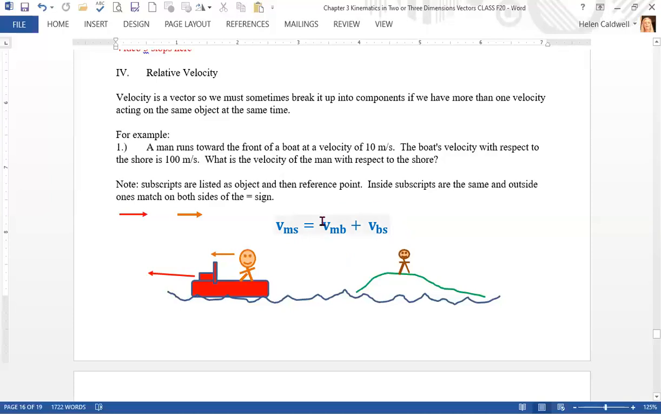You should notice that on the right side where we're adding them up, the first subscript is the first subscript in the answer. The last subscript is the second subscript in the answer. And the ones in the middle are actually the same subscript and they sort of act to cancel each other out. So if we're running to the front of the boat and the boat's going away from the shore, we would say we're doing 110 meters per second.